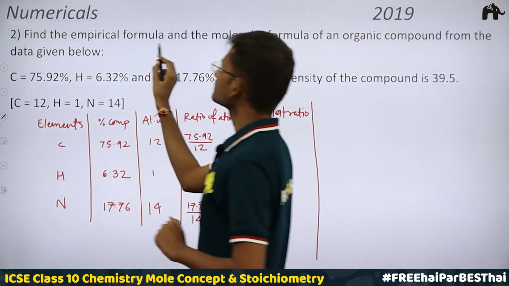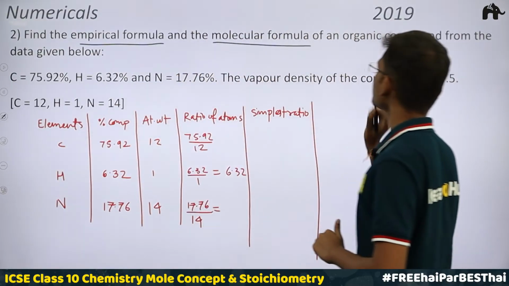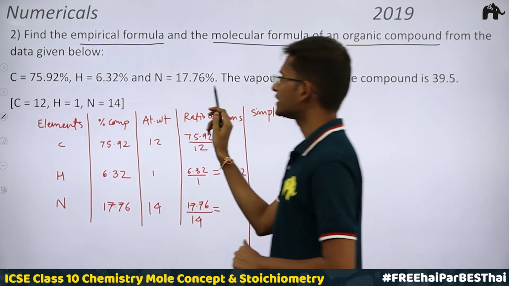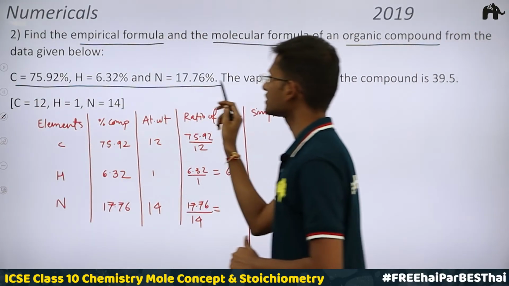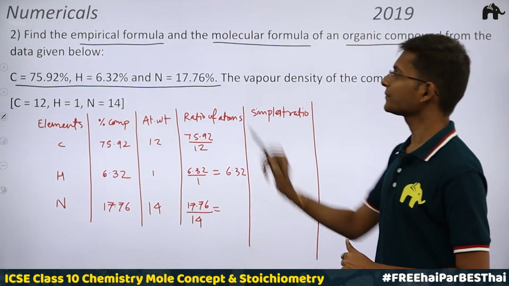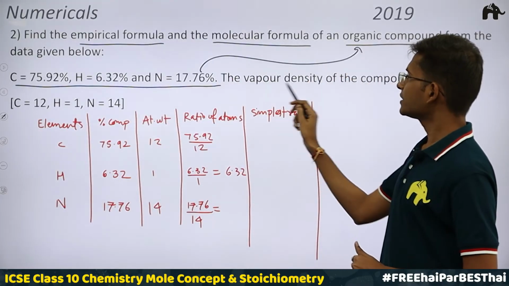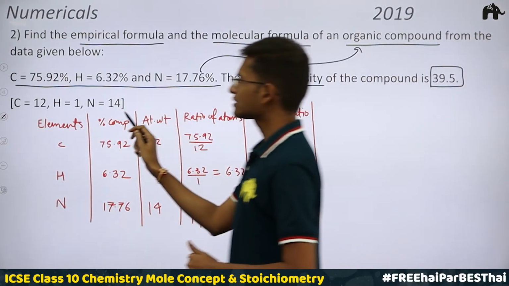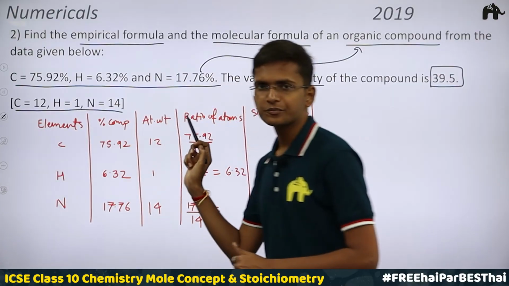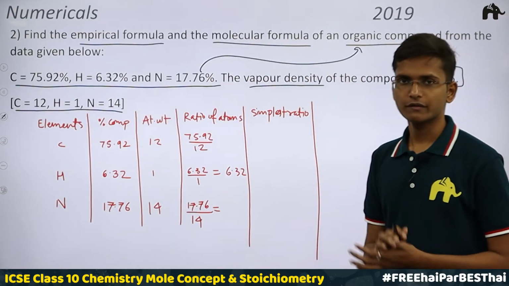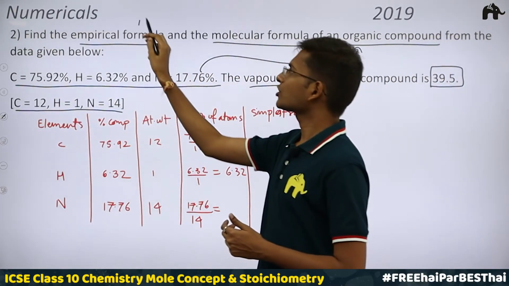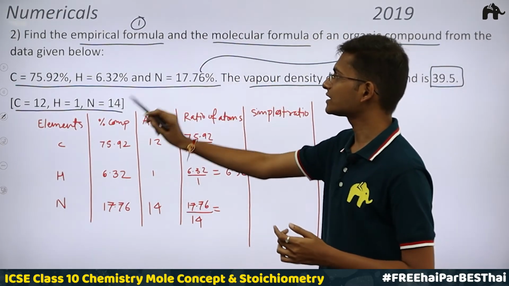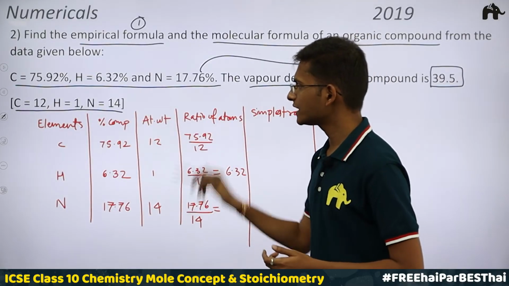Find the empirical formula and the molecular formula of an organic compound from the data given below. So this is the data given to us. Now what is this? The percentage composition of this organic compound, right? And vapor density of that organic compound is given to us. And atomic weights of the elements which are present in that organic compound are also given to us. First, we will find out empirical formula. Now we have solved a lot of questions finding the empirical formula with the help of percentage composition and atomic weight. So I have just written the data quickly here.